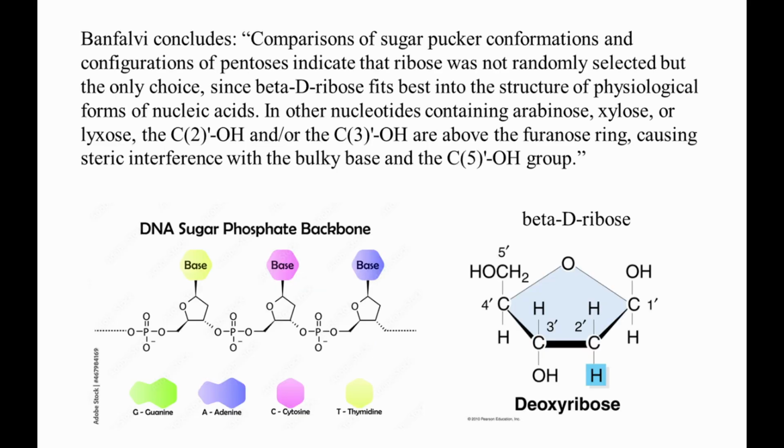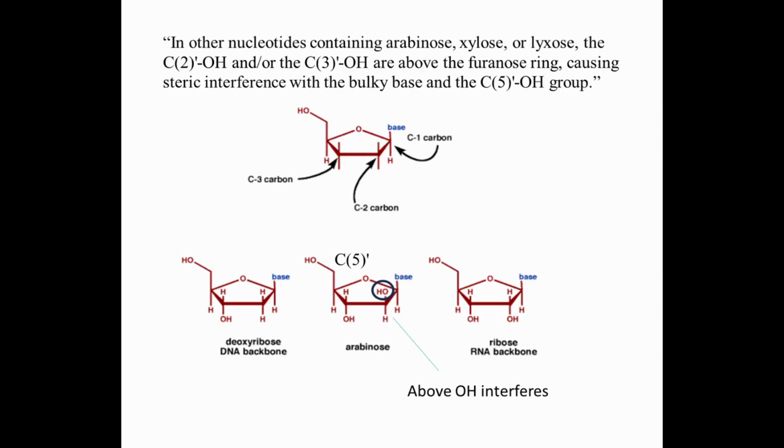Based on his models, Bonfalvi concludes, quote, "Comparisons of sugar pucker conformations and configurations of pentoses indicate that ribose was not randomly selected, but the only choice, since beta-D ribose fits best into the structure of physiological forms of nucleic acids. In other nucleotides containing arabinose, xylose, or lyxose, the C2'OH and/or the C3'OH are above the furanose ring, causing steric interference with the bulky base and the C5'OH group."